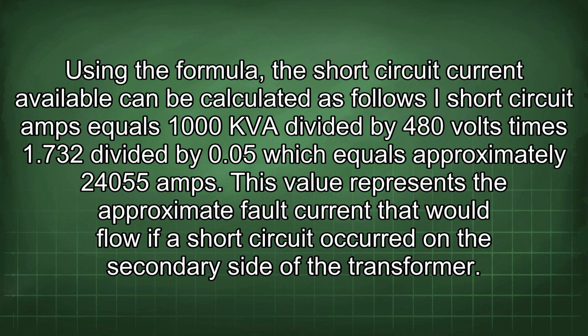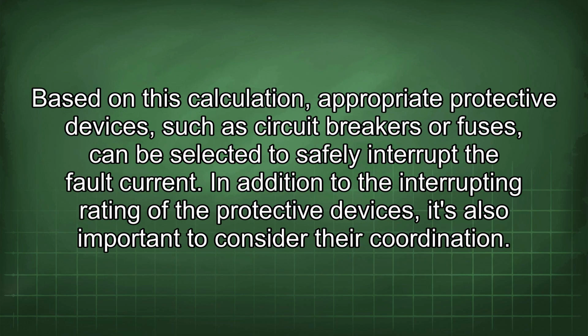This value represents the approximate fault current that would flow if a short circuit occurred in the secondary side of the transformer. Based on this calculation, appropriate protective devices, such as circuit breakers or fuses, can be selected to safely interrupt the fault current.